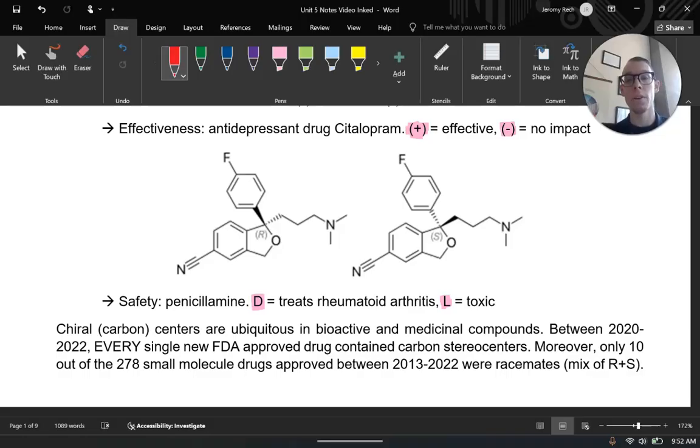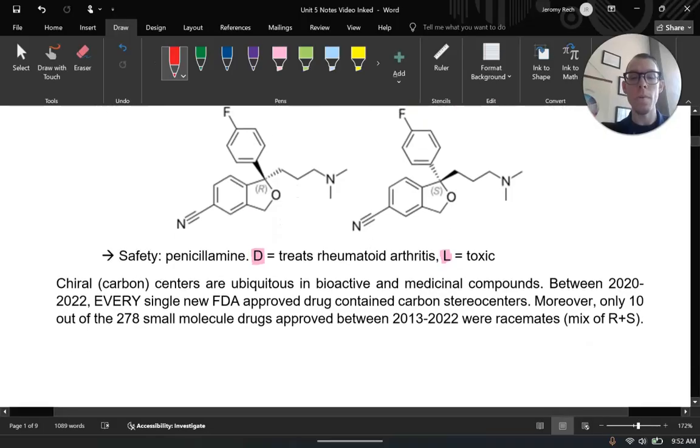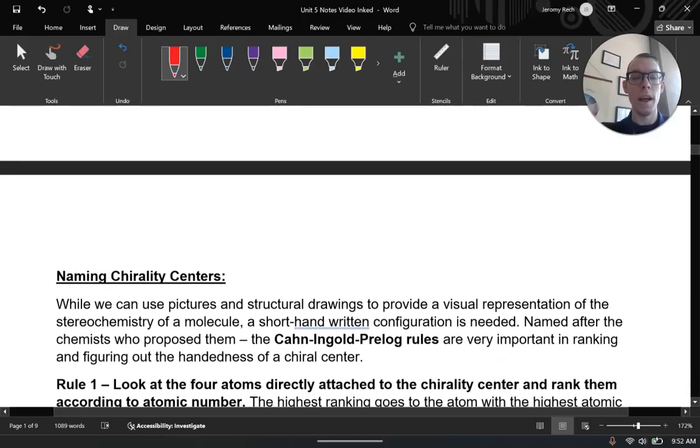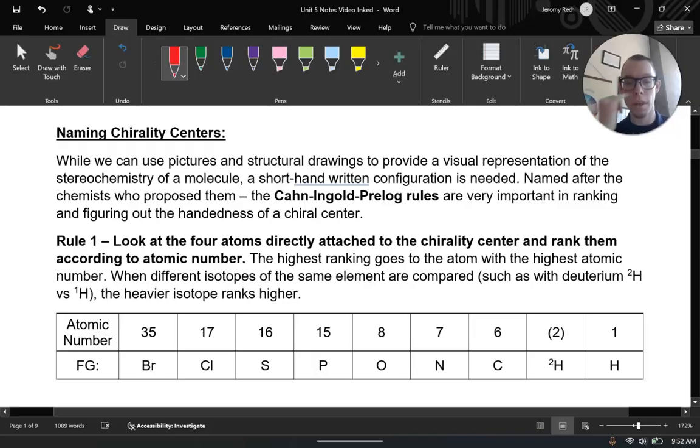And we're going to learn how we can use our descriptors, these pluses and minuses, R's and S's, L's and D's, to describe our molecules. This is going to be part of their name, in terms of their nomenclature. Now, in order to do that, we first need a little bit of background on how we're going to rank our different groups.